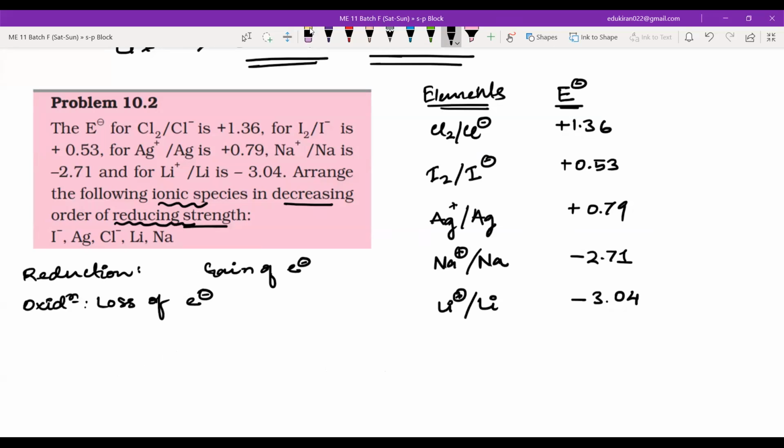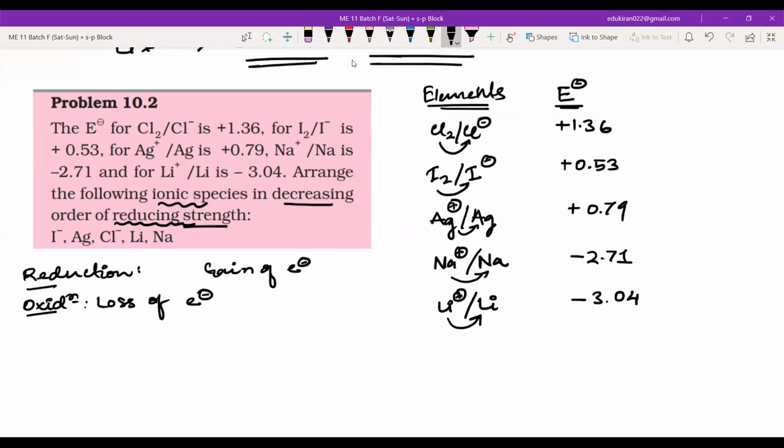Now, what is happening if I go from Cl2 to Cl negative? What is happening if I go from I2 to I2 negative? What is happening if I go from Ag positive to Ag, sodium positive to sodium, lithium positive to lithium? In all of them, I'm adding electrons. Cl is neutral, Cl negative, I added electron. I2 neutral, I added electron, I2 negative. Ag positive, I added electron, Ag neutral. Sodium positive, I added electron, sodium neutral. Lithium positive, I added electron, lithium. Yes or no, guys? Correct? So in all of them, we are adding electrons. We are reducing all of these.